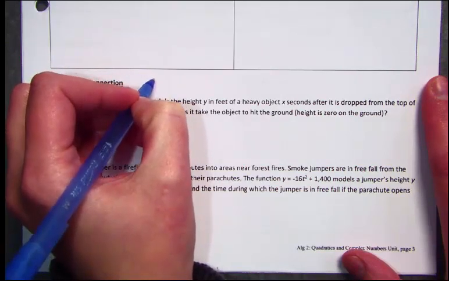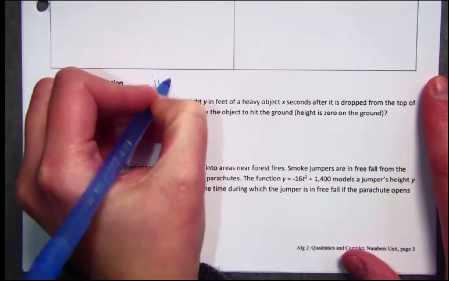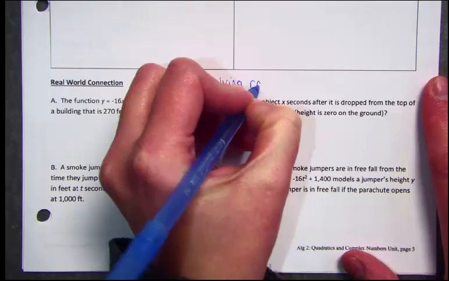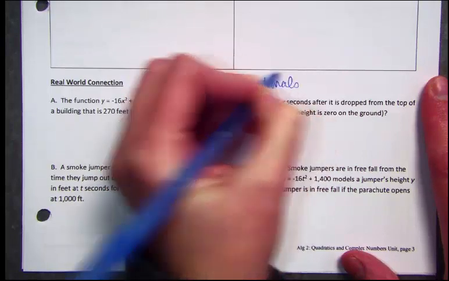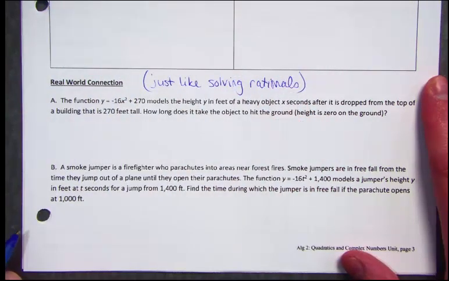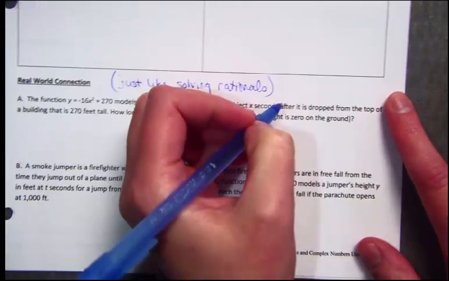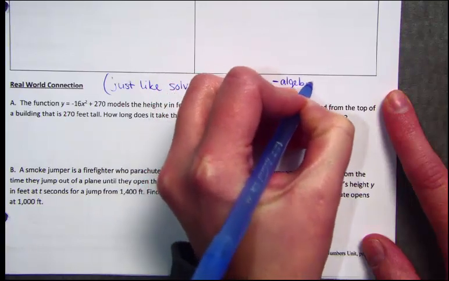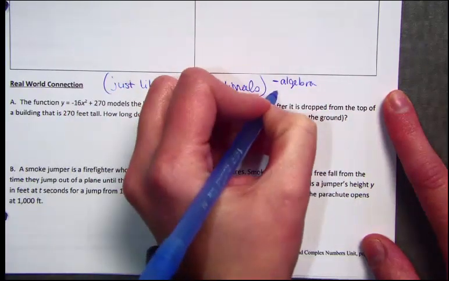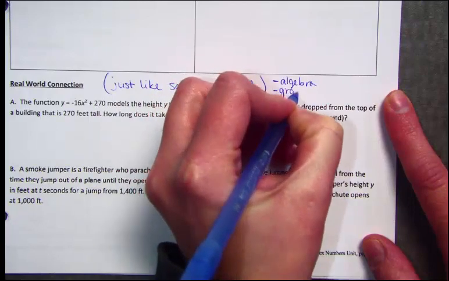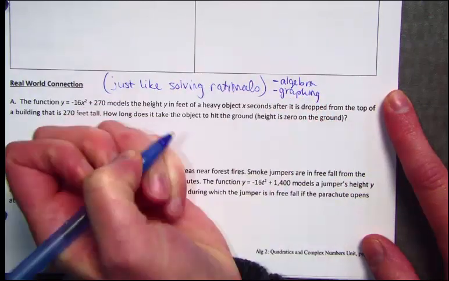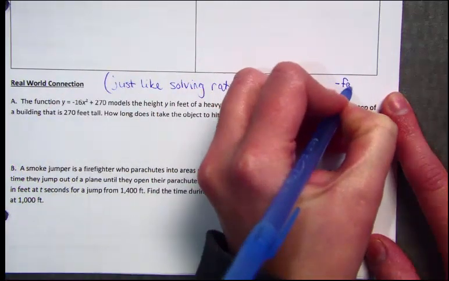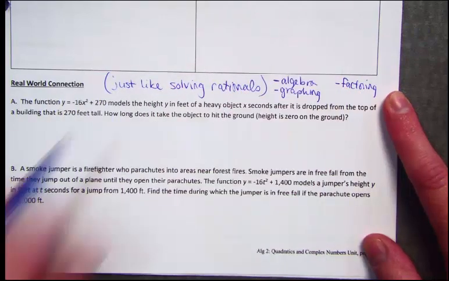When we have an equation, I want to put this note here that it's going to be just like solving rationals. This is what we were doing last chapter. And so there are some ways we can go about doing this. We can solve it using algebra. We can solve it by graphing. Sometimes we can solve it by factoring. So there are many ways to go about it.